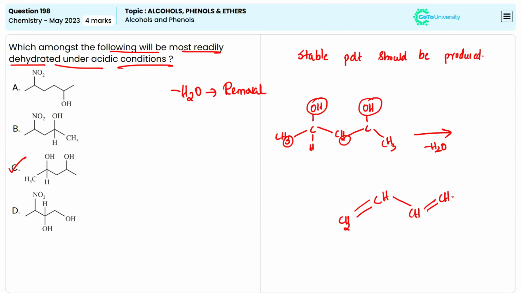Here we have CS3 actually. Okay, so it will be CS3. This is not hydrogen, this is CS3. Okay, so this is the product that we are getting. Two hydroxyl groups will be removed and hydrogen will be removed from the corresponding beta hydrogens. So you are getting a conjugated diene.